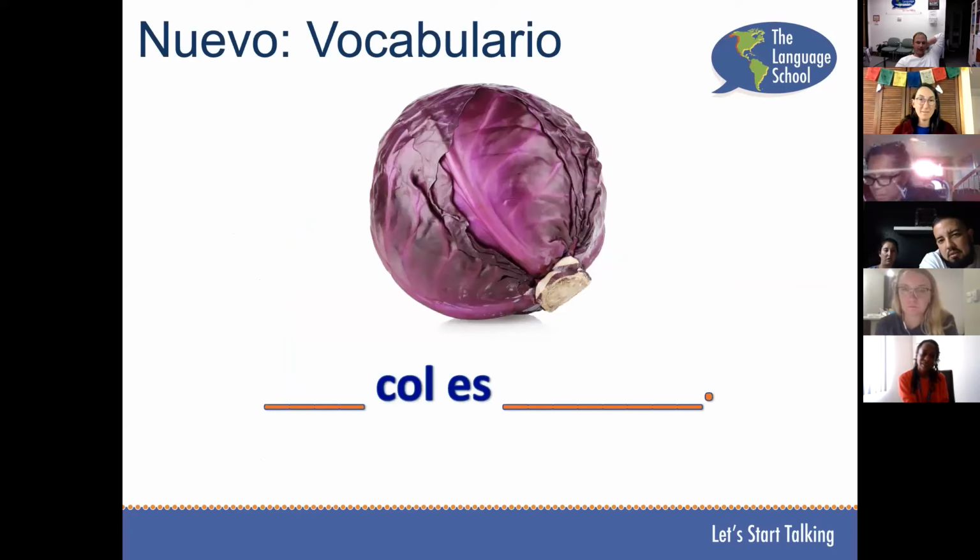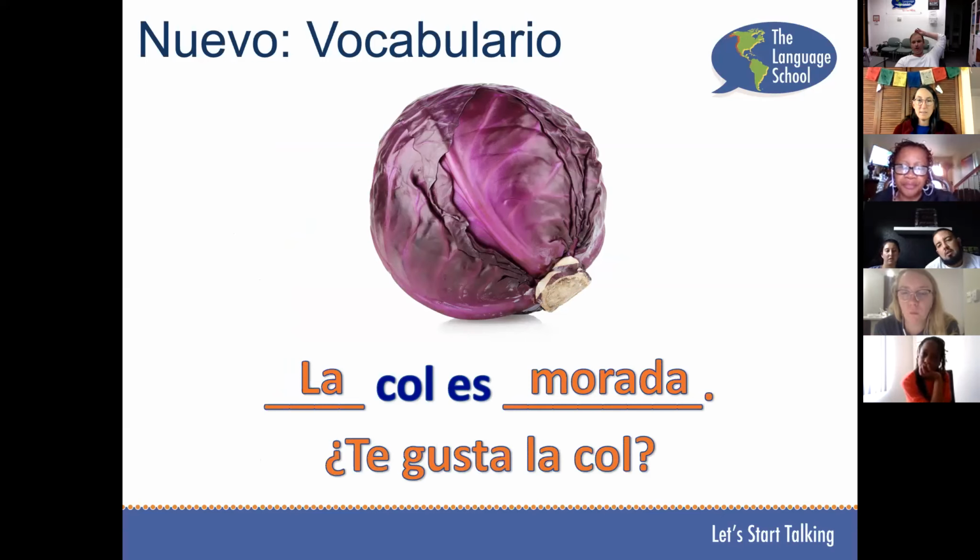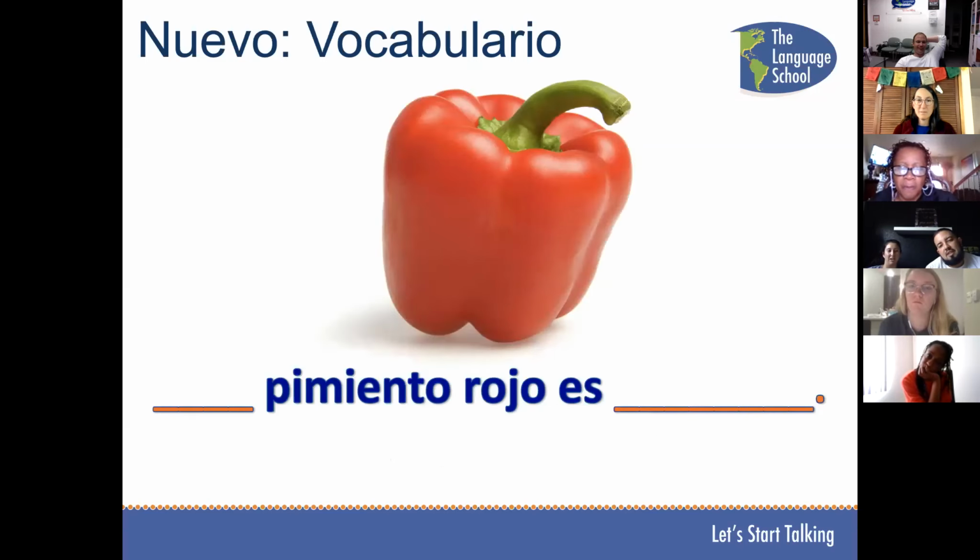All right, Andrea. ¿Cómo se dice purple? Morada. La col es morada. ¿Te gusta la col? No me gusta. Muy bien.